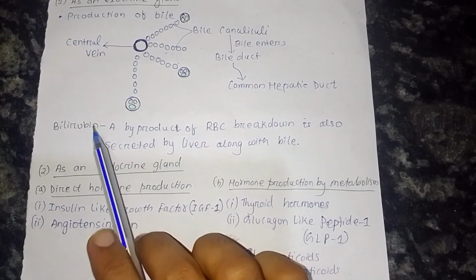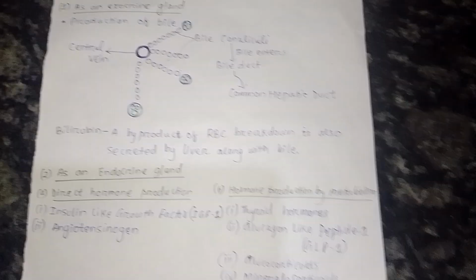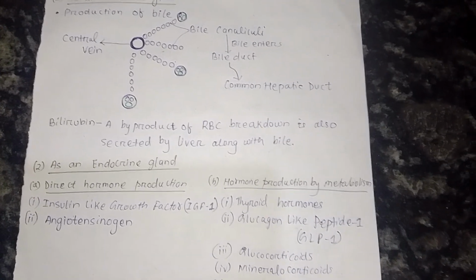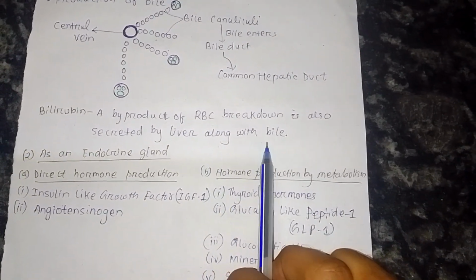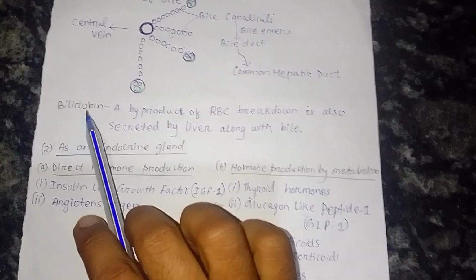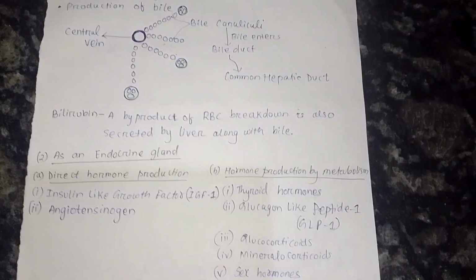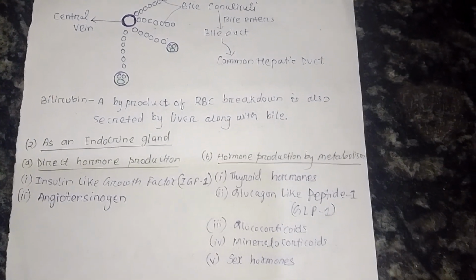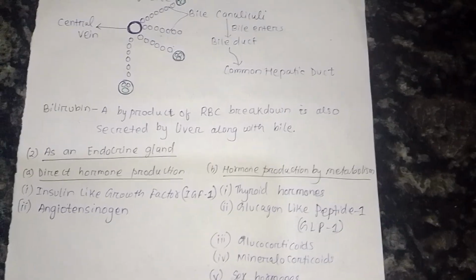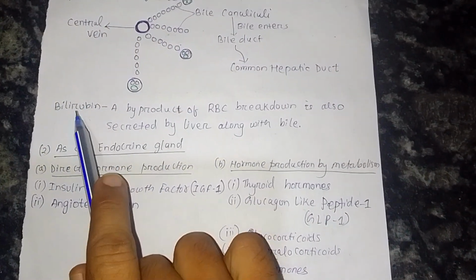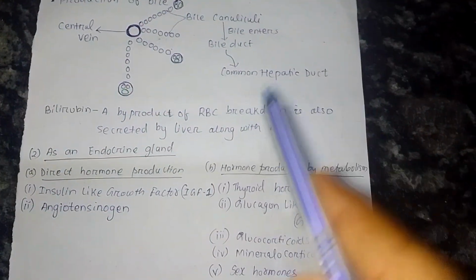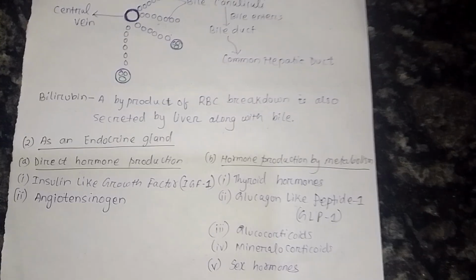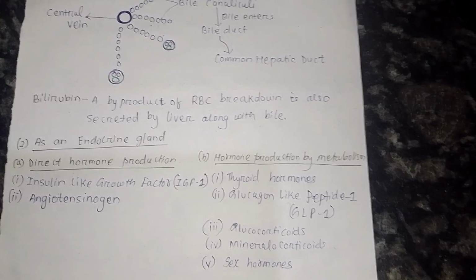Sometimes bilirubin, which is a byproduct of RBC breakdown, is also secreted by the liver along with bile. We have to remember about bile, because bile is very much important in terms of emulsification of fat. And also we have to remember that bilirubin and another chemical known as biliverdin, these are the two pigments which are secreted along with bile by the liver.